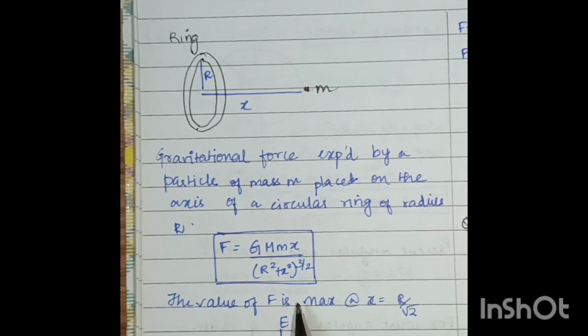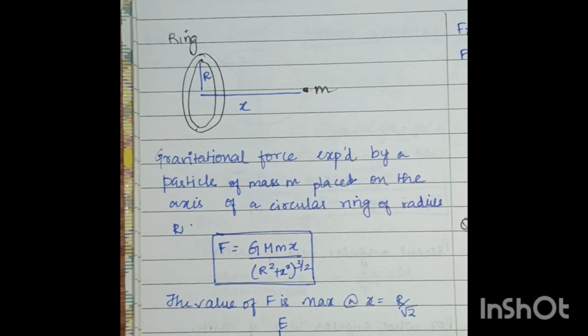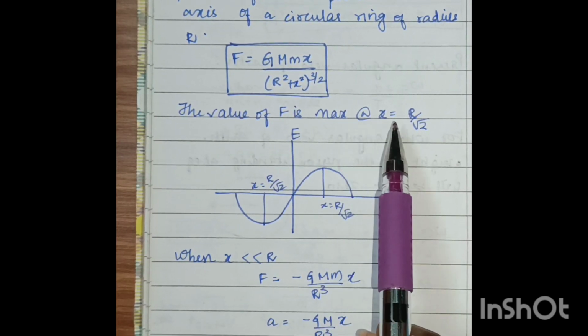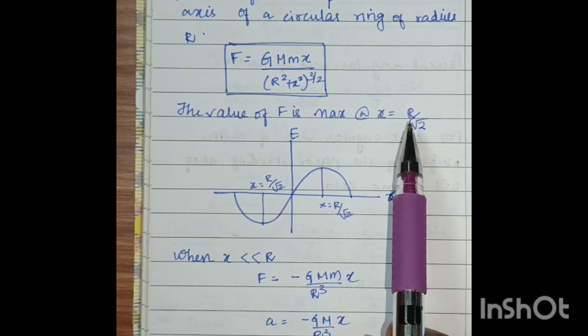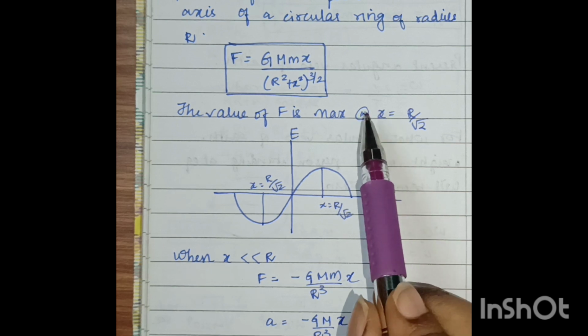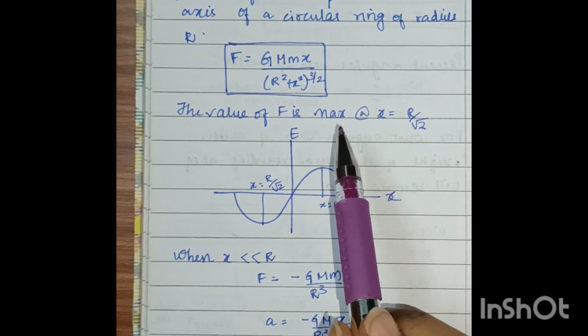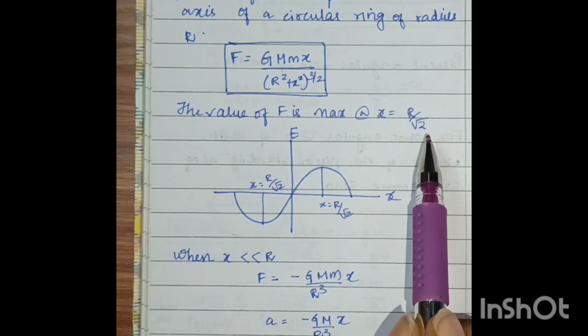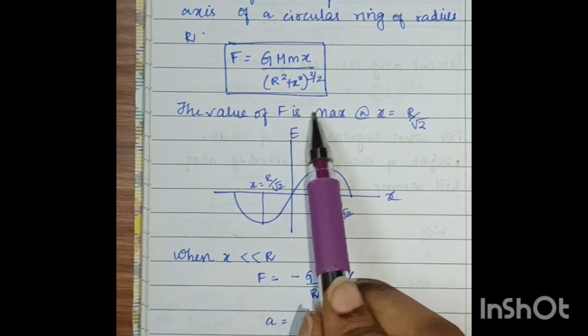The value of F is maximum at x equals r by root 2. So this also we have just given as the conclusion. So when the value of x, that is the distance from the center of the ring to the small mass m, is r by root 2, then the value of force is maximum.